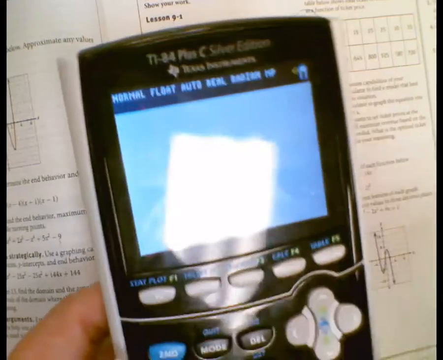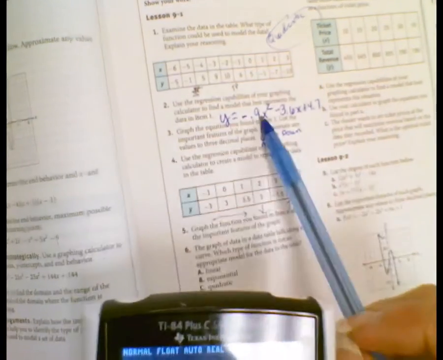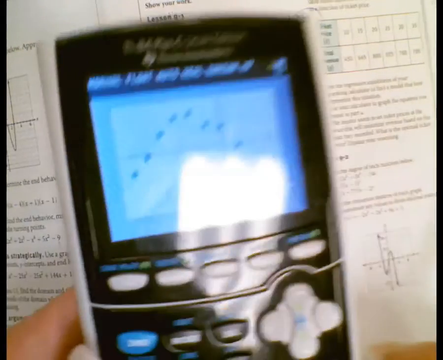Okay. So what we're going to do is I already got it in y equals, remember? So it should graph. If you haven't got this in, then just type this right here in. So if we graph, it looks like this.